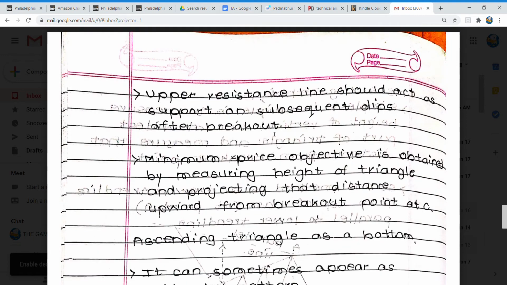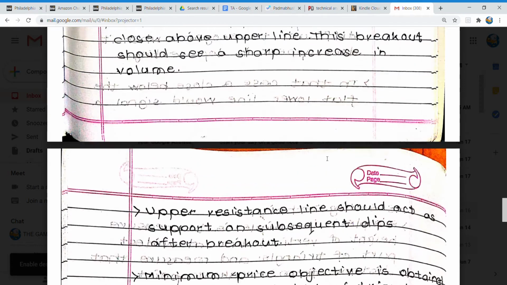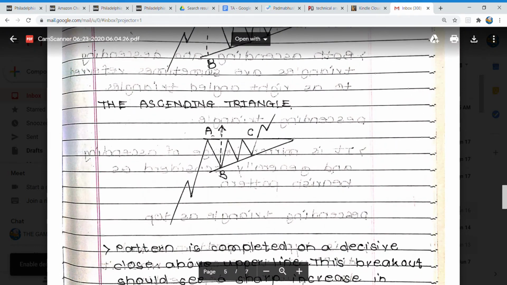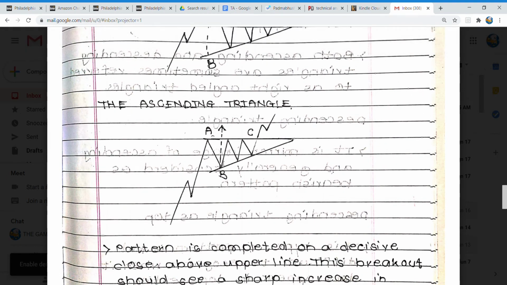The minimum price objective is obtained by measuring the height of the triangle, that is A, from A to B, and then projecting that distance upward from the breakout point, that is C.